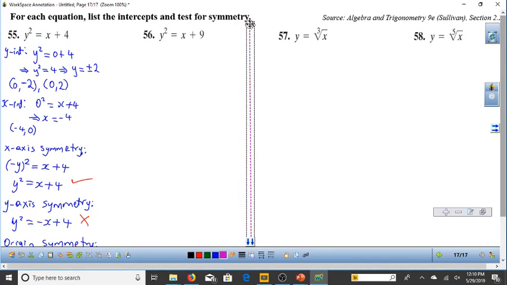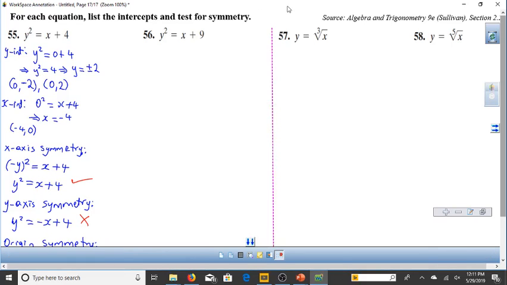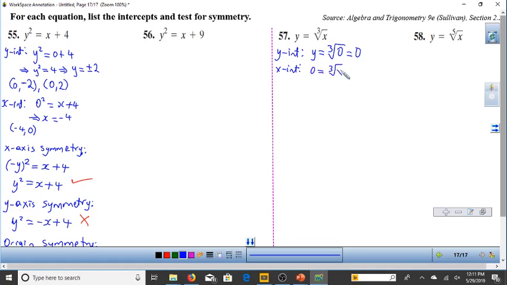For question number 57, we want to find the intercepts. To find the y-intercept, I will replace the x with 0. So I do the cube root of 0, which is 0. And to find the x-intercept, I replace the y with 0. So we have the cube root of x is equal to 0. Of course, that implies that x is equal to 0. So there's only one intercept because it's the same intercept for both. The intercept is (0, 0).